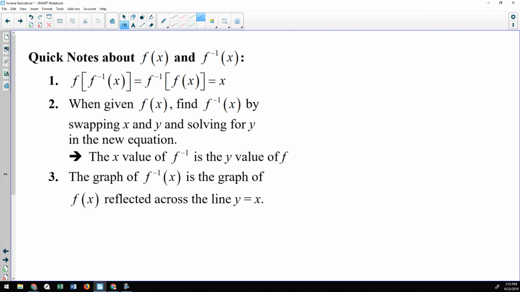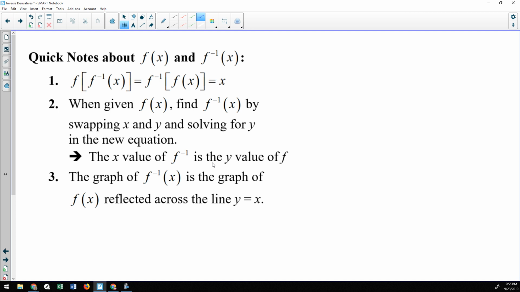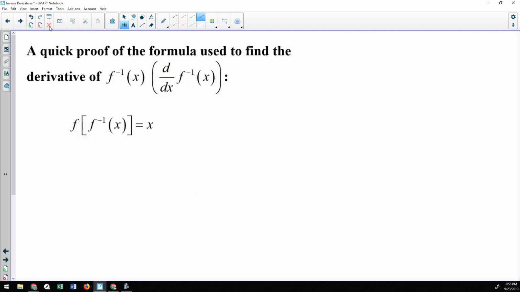And the third one, which doesn't show up much in AP Cal, but it is true that the graph of the inverse is the graph of f of x reflected across the line y equals x. So, putting this into practice, oh, whoops, not yet.